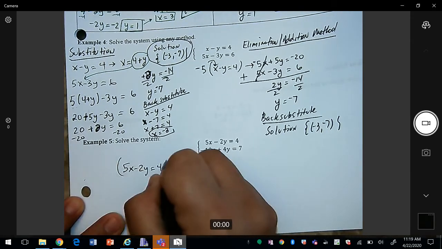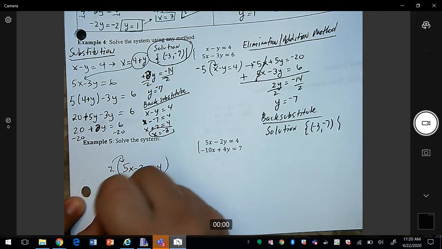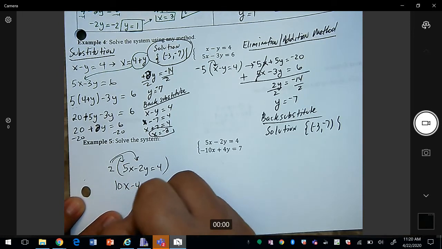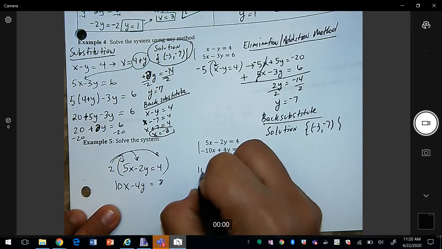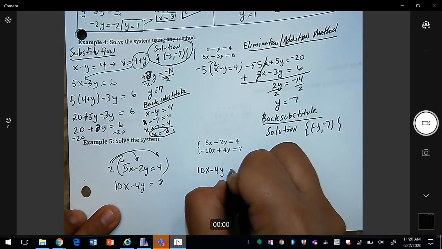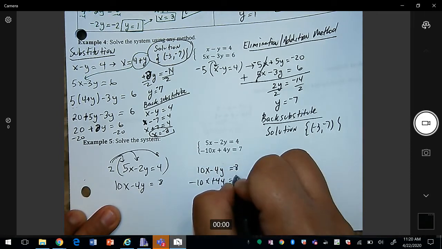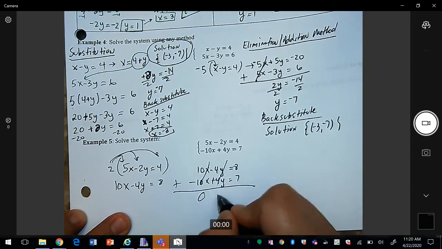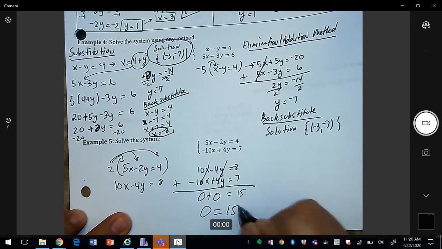In order to do that, I would have to multiply this entire equation by 2. So I get 10x minus 4y is equal to 8. Now I can use that equation and the second equation. If I add these, this is 0, this is 0, and 15. So 0 is equal to 15.